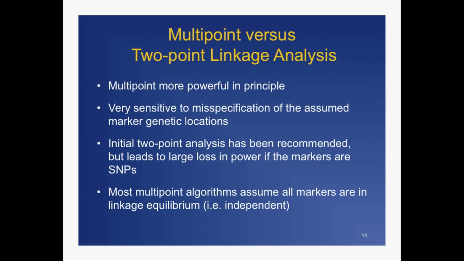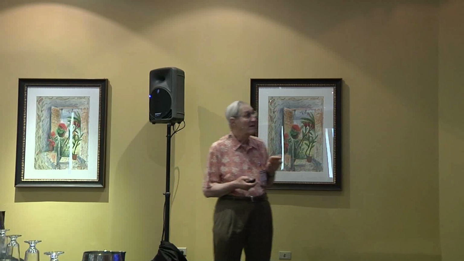The other thing is that most multi-point algorithms assume all markers are in linkage equilibrium. In other words, they're independent. Actually, one of them, it can be shown, doesn't. And you can have very, very close SNPs and do a model-free linkage analysis, and it doesn't matter. Shown in a paper, and if you're interested, it was one of my students, Xing, X-I-N-G et al., and I'm trying to think, I think it was in Human Heredity. It got published like a year or two ago.